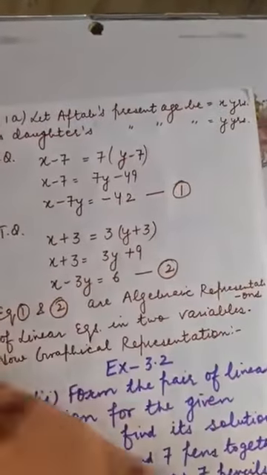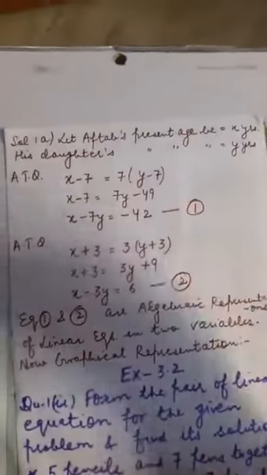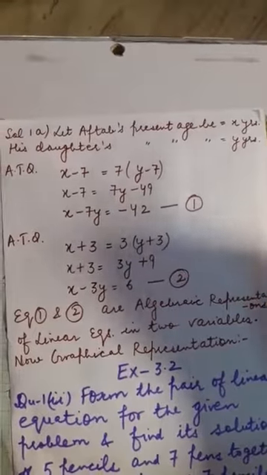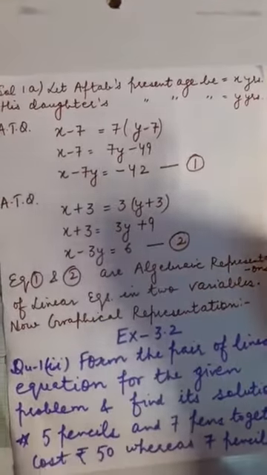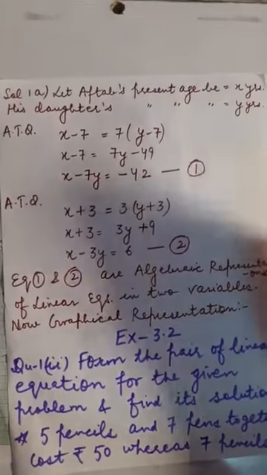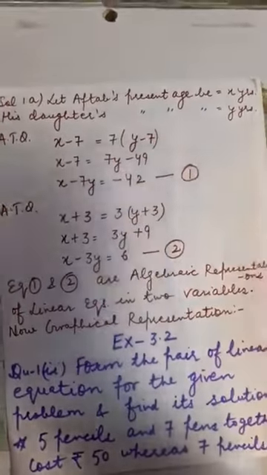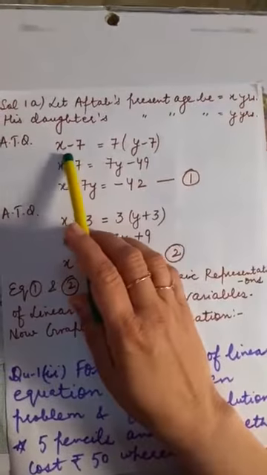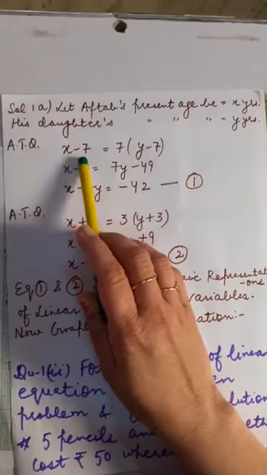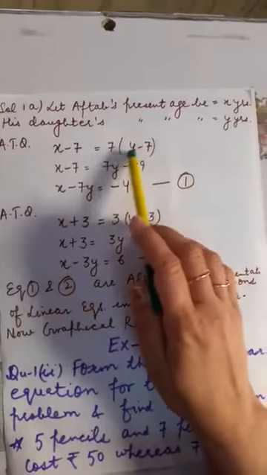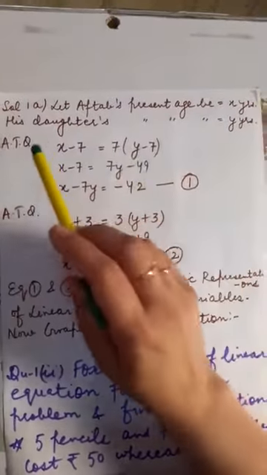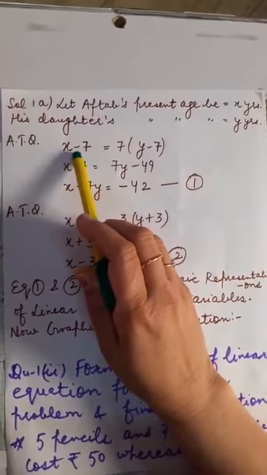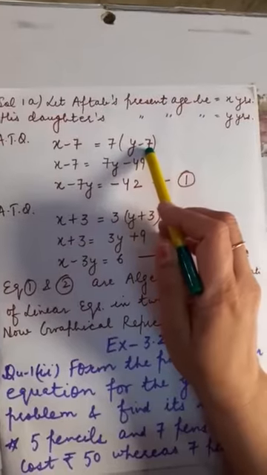What is given in the question? 7 years ago. So can you tell me what will be the age of Aftab 7 years ago? Yes, it will be x minus 7. And what will be his daughter's age 7 years ago? Of course, she will be 7 years younger. So that will be y minus 7. What is said in the question? 7 years ago, Aftab's age, this is x minus 7. This is his daughter's age, that is y minus 7. Aftab was saying to his daughter that he was 7 times of his daughter's age.